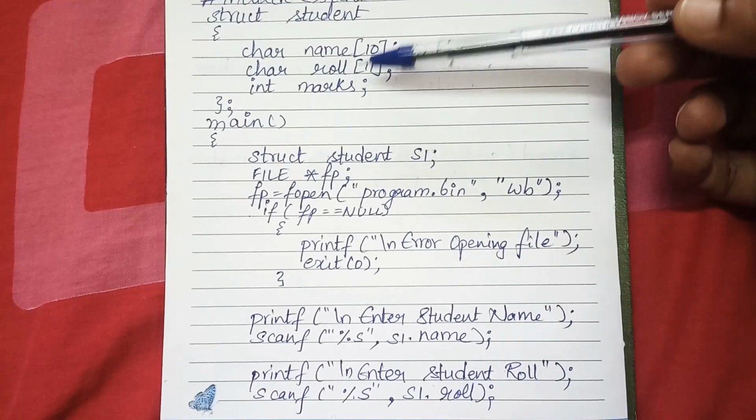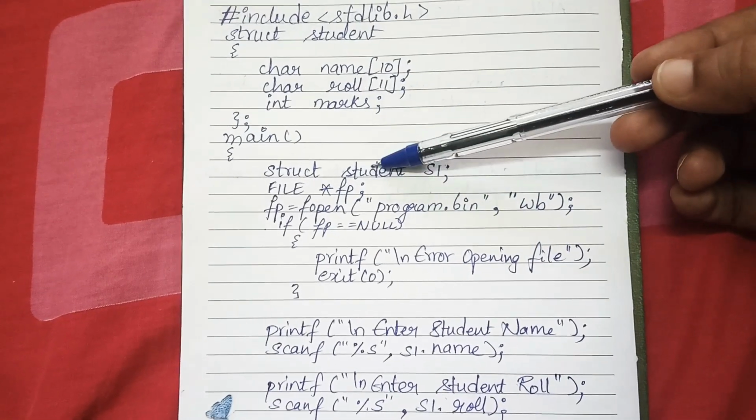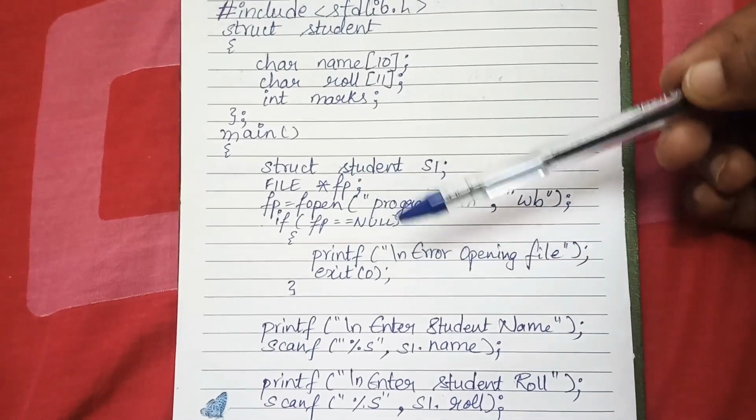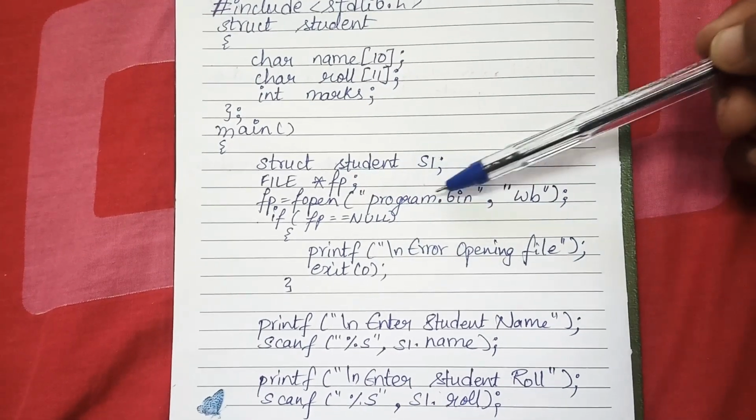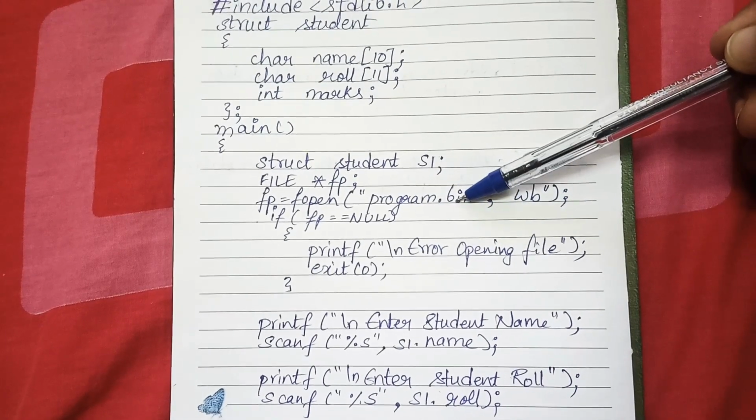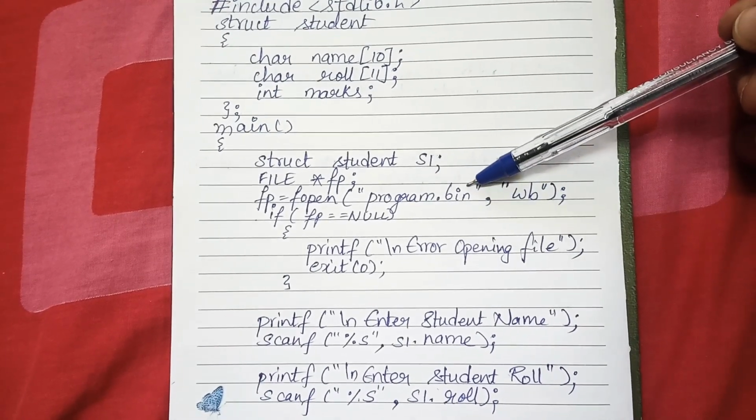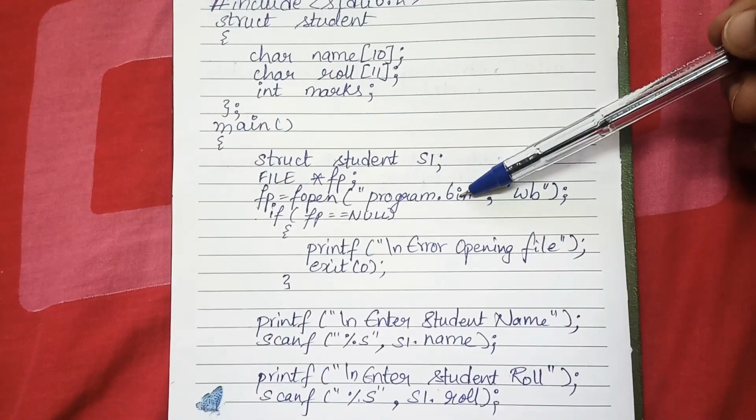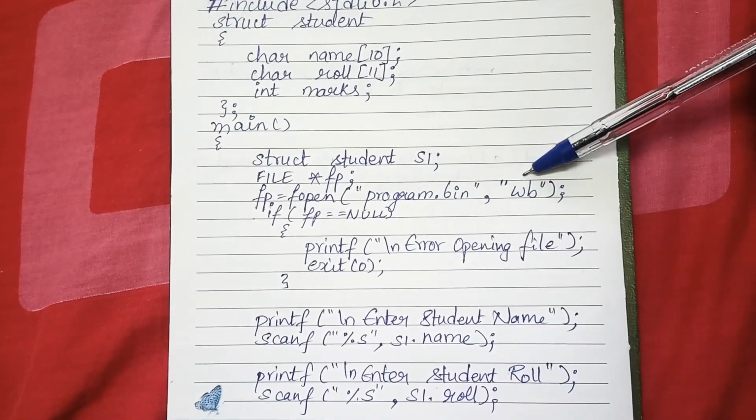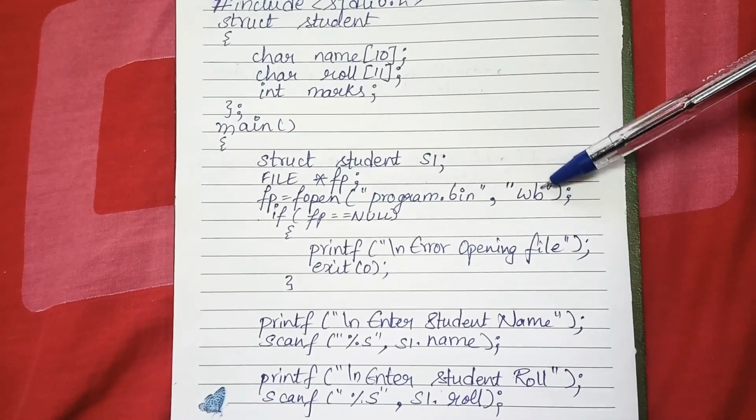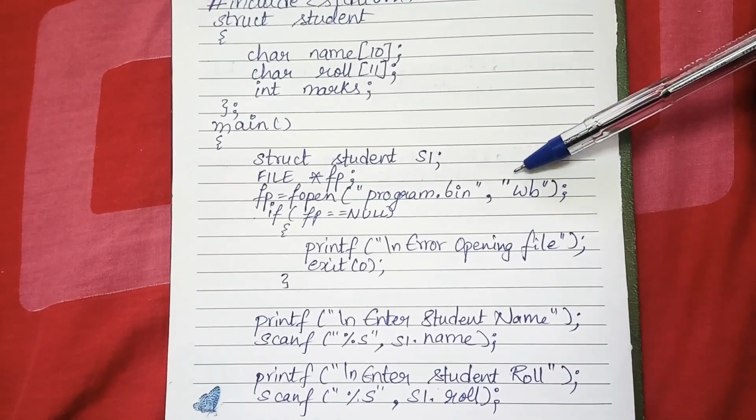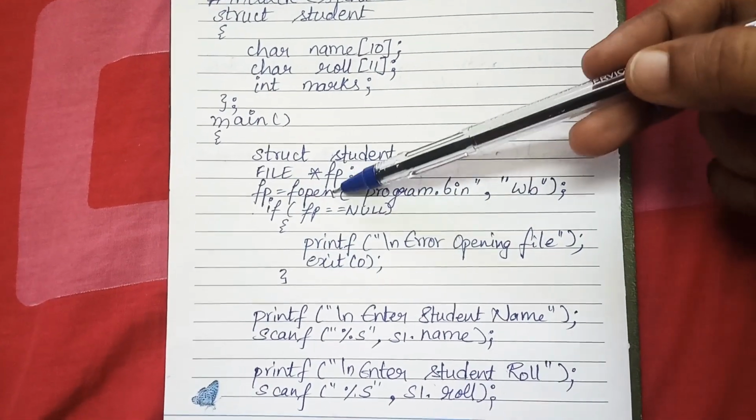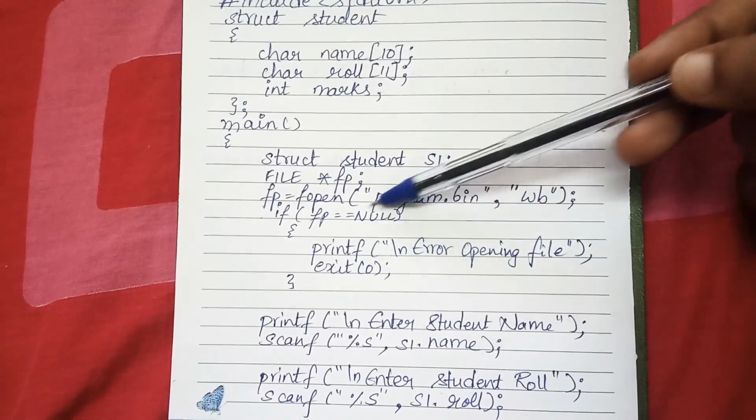I have created a structure, a structure variable s1, and a file pointer fp. Now I'll try to open a binary file. A binary file will always have .bin, .exe or .out as extension. So program.bin will be opened in write mode to enter some data. Since this is a binary file, I have to write wb. Now I am assigning that to file pointer fp. If I am unable to open such a file, I am going to say that I cannot open the file.